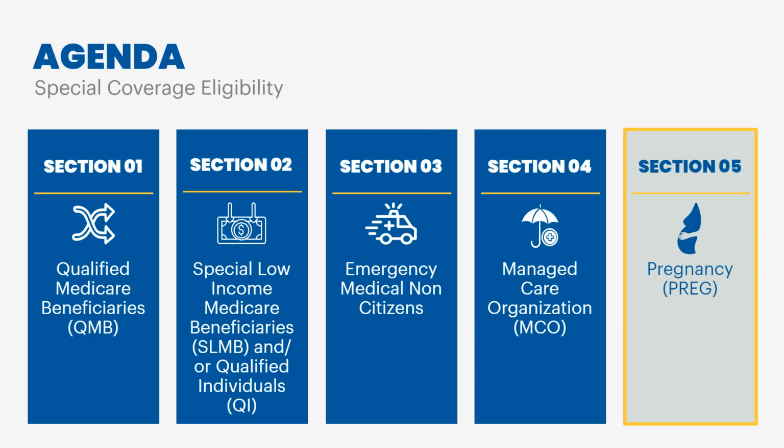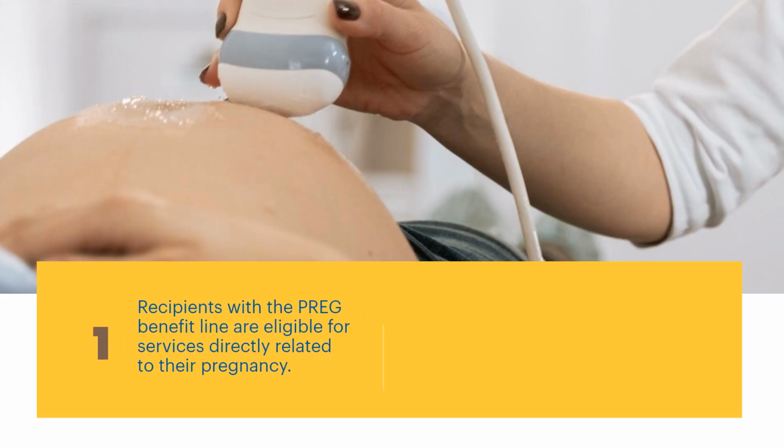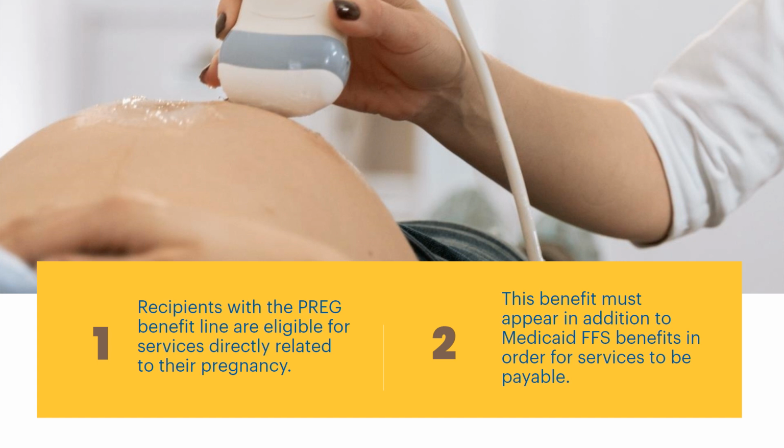Lastly, an overview of pregnancy is covered in Section 5. Recipients with the pregnancy benefit line are eligible for services directly related to their pregnancy. This benefit must appear in addition to Medicaid fee-for-service benefits in order for services to be payable.